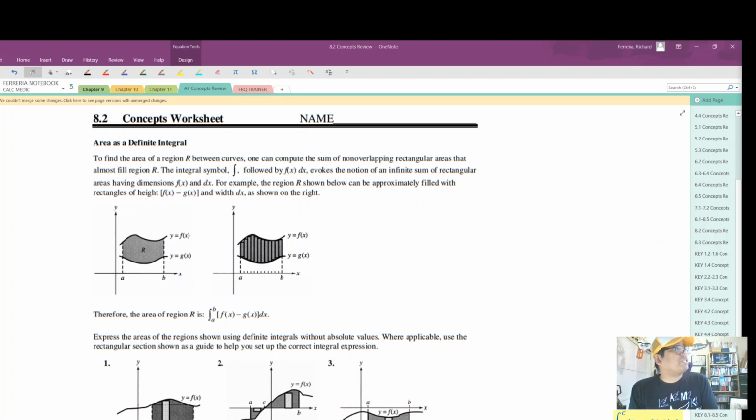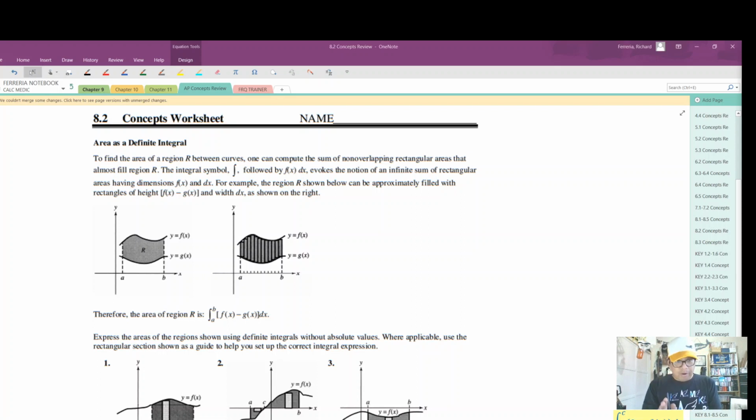So that integral symbol followed by f of x evokes the notion of an infinite sum of rectangular areas having the dimensions of f of x and dx. So f of x is going to be that horizontal dimension, and dx is going to be the, I have that backwards, don't I? F of x is going to be the vertical dimension, and dx is going to be the horizontal dimension.